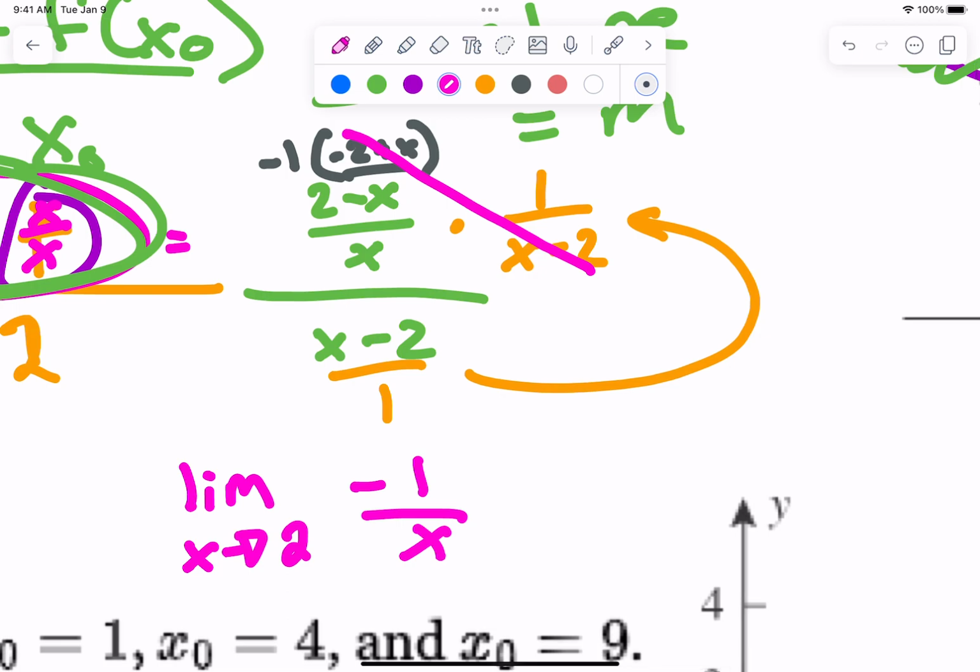Negative 1/2. This crosses out with this. What did we do? We're so smart. We're so smart.